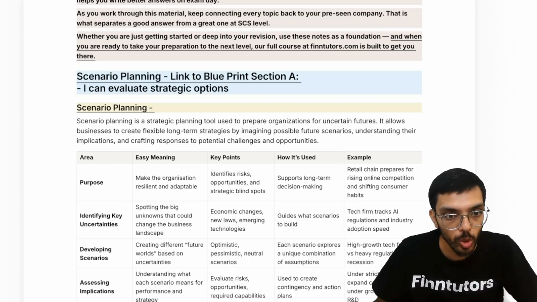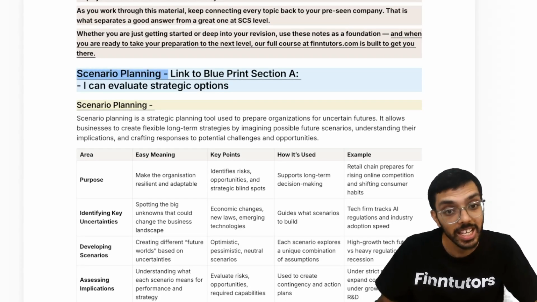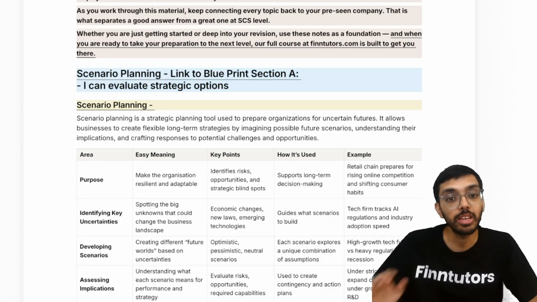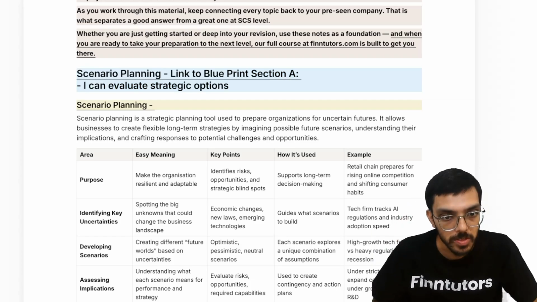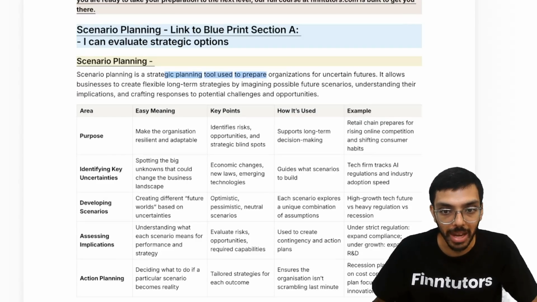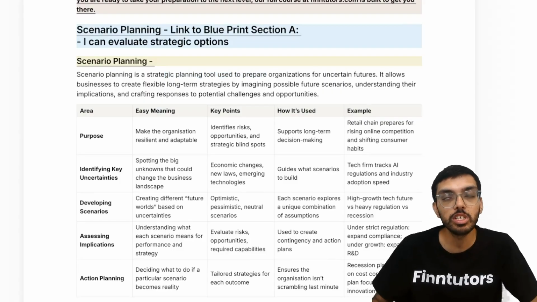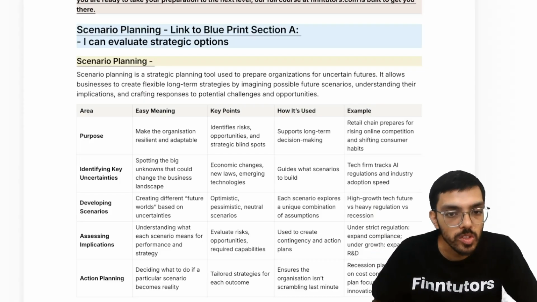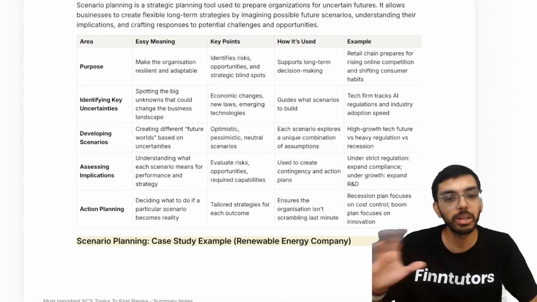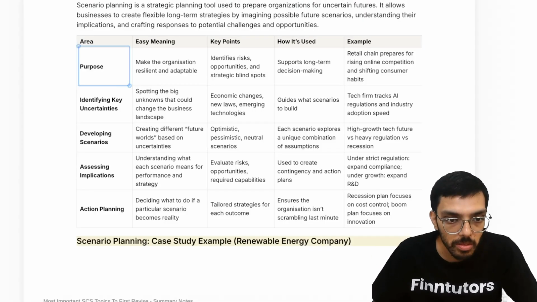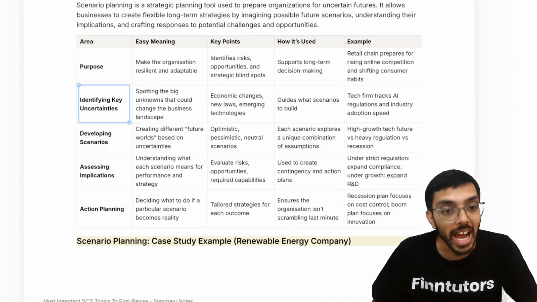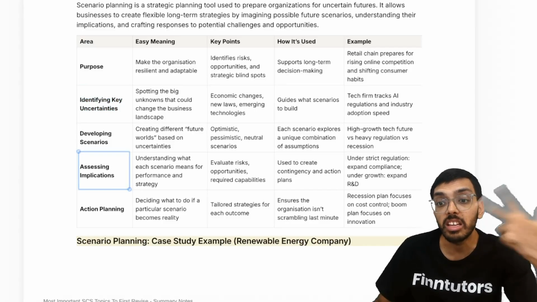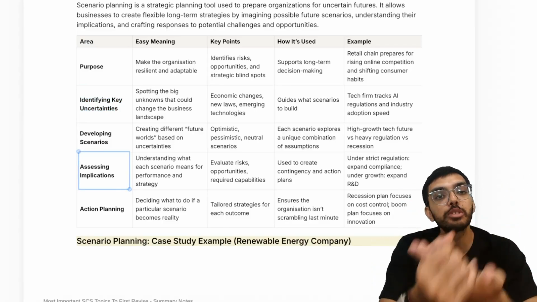So okay, in these revision notes, what we did was we told you, yes, scenario planning is important, but it links to your core area A, I can statement, evaluating strategic options. So scenario planning is a strategic planning tool. It allows businesses to create flexible long-term strategies, imagining possible scenarios. After that, we gave you a very simple table telling you the purpose. Scenario planning helps you with identifying key uncertainties, developing the right scenarios, assessing the implications in each of the scenarios, and then helps you plan.